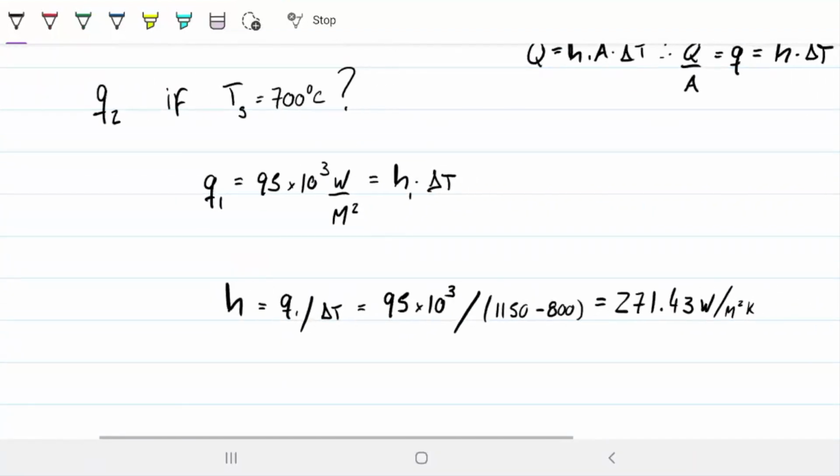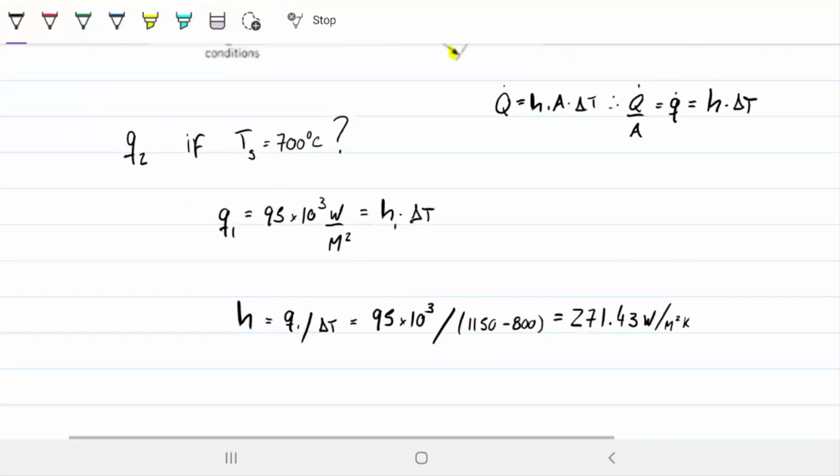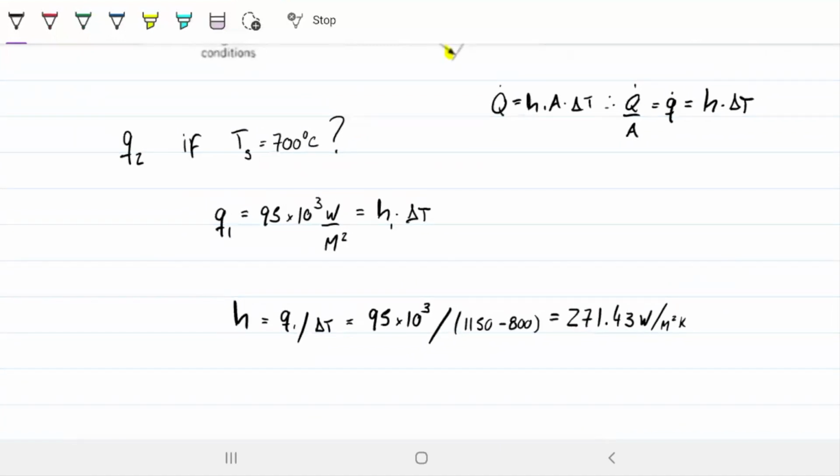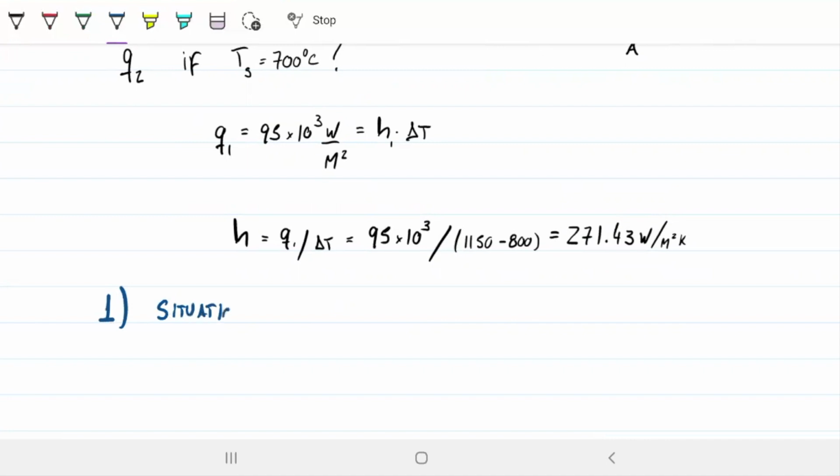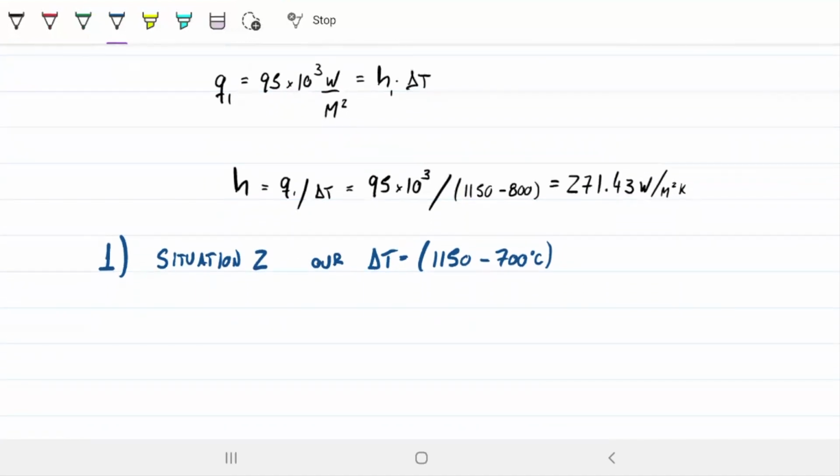Okay, so we can find the convective heat transfer coefficient because we know the heat flux in that situation. Now, on situation 2, our delta T is 1150 like before, but now our blade is 700. So that will be our difference in temperature there. And what we need to determine is what is the Q under these conditions. Well, Q is the same thing, right? It's going to be the convective coefficient times delta T. Our delta T is different. What about our convective coefficient?